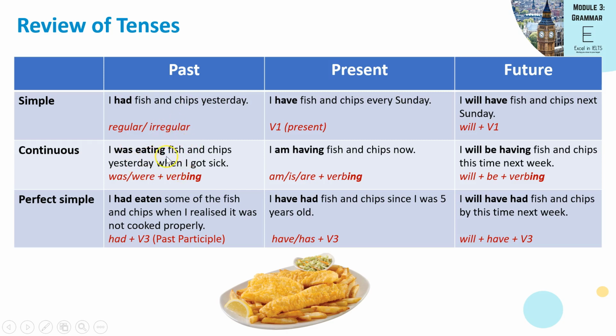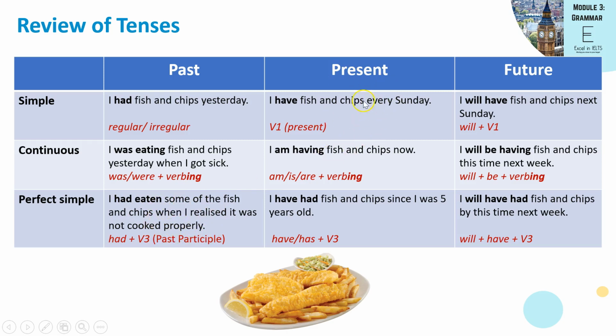And then we've got past continuous, where one action has been interrupted by another, or where you have 2 actions happening at the same time. So for example, I was eating fish and chips yesterday when I got sick. And then we've got past perfect, which is used when you're talking about an action that happened before another one. So for example, I had eaten some of the fish and chips when I realized it was not cooked properly. So the first action that happened is that she ate the fish and chips, and then after that she realized that it wasn't cooked properly.